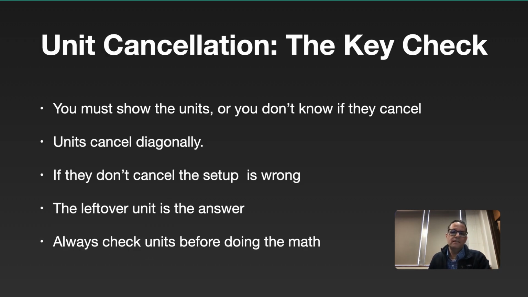Unit cancellation is your built-in error check. If the units don't cancel diagonally, the conversion factor is upside down. So you need to fix the units first, then do the math. This is going to prevent almost every common mistake, but the trick is you have to write the units.